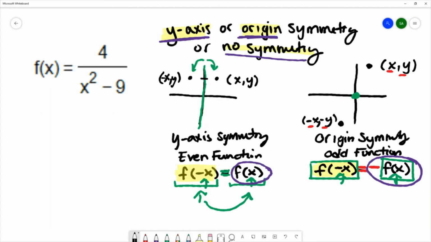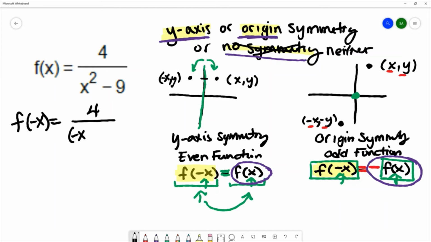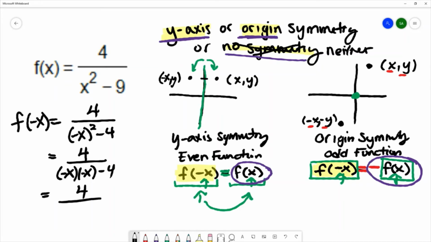We really shouldn't say no symmetry, we should just say neither, because there are other types of symmetry besides y-axis and origin. Okay, so we're going to calculate f of negative x. That's 4 over negative x squared. And negative x squared is negative x times negative x. A negative times a negative is a positive, and x times x is x squared.